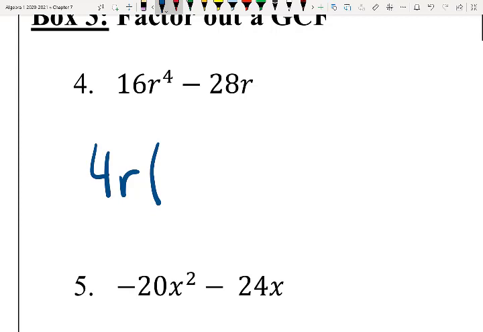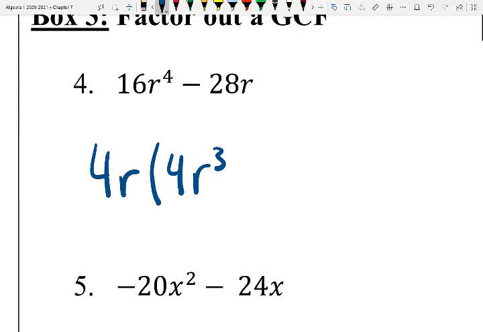But I prefer thinking about it as what I would have to multiply 4r by to get back to my original problem. So to get r to the fourth power, 4 times 4 would get me back to my 16. I have an r to the first power on the outside, and I need an r to the fourth on the inside, so r cubed. Because if I multiply those two terms together, like I was distributing, I would get 16 out front and r to the fourth power for my variable.